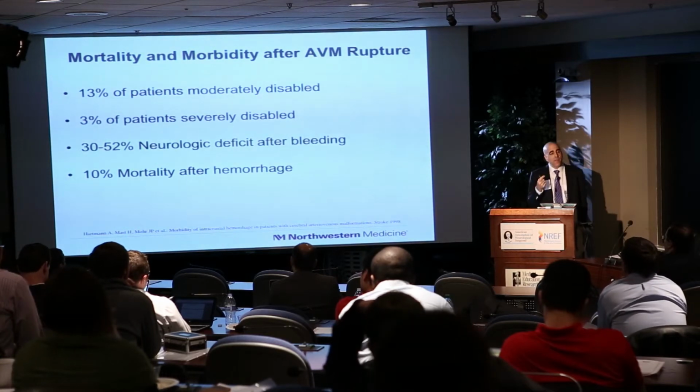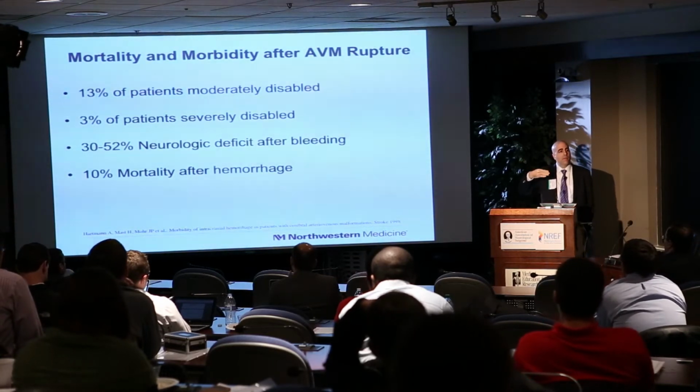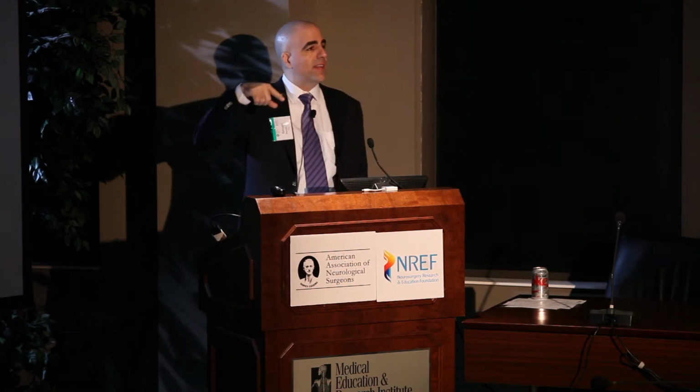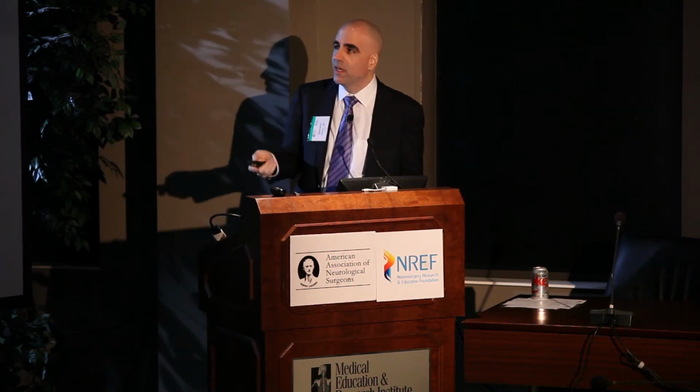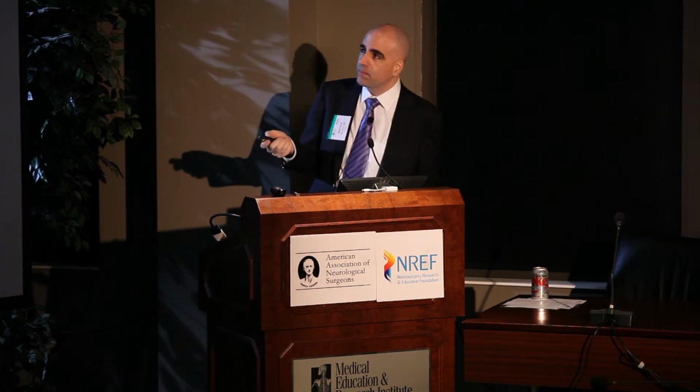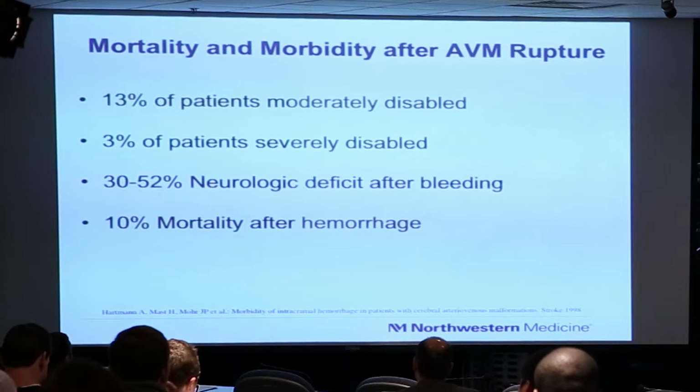And when you look at series, keep in mind that you're looking at a certain bias. The people who can't make it to the hospital don't get counted in that history. So people who die at home don't make it to the natural history study. But we think that this is probably a very conservative estimate. 10 to 20% are moderately disabled, 3% of patients severely disabled, and 30 to 50% have a neurological deficit after bleeding. 10% mortality after hemorrhage, I think that's an underestimate based on who makes it to the hospital and who survives to get into a study.